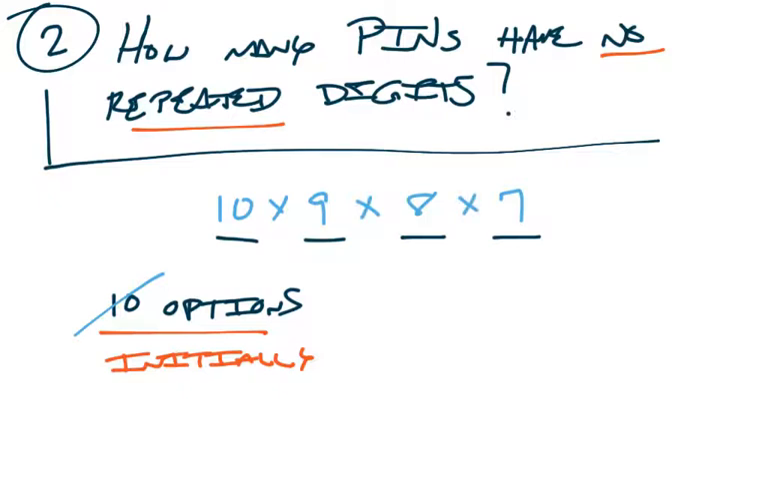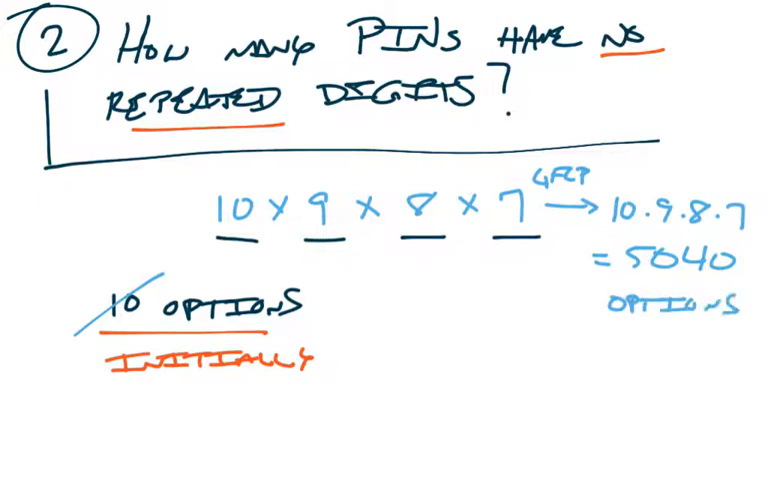All right, so for these 4 decisions, I have 10 options for the first one, 9 for the second, 8 for the third, 7 for the fourth. Multiplying these all together by the generalized fundamental counting principle, the total number of options will be 10 times 9 times 8 times 7, which is 5,040. I don't just know that, of course. I just used a calculator. All right, so 5,040 options for pins that have no repeated digits.